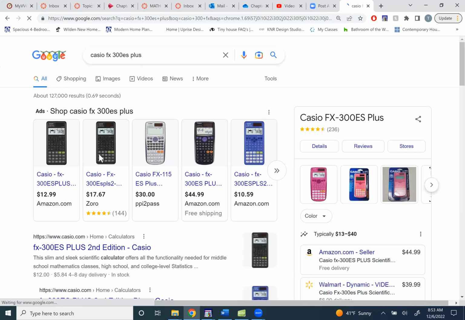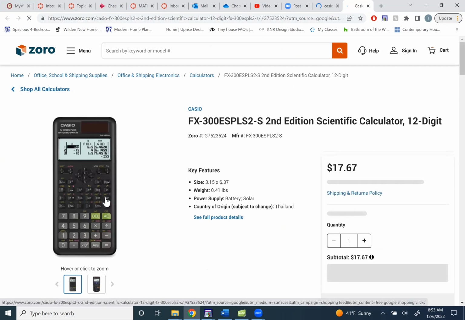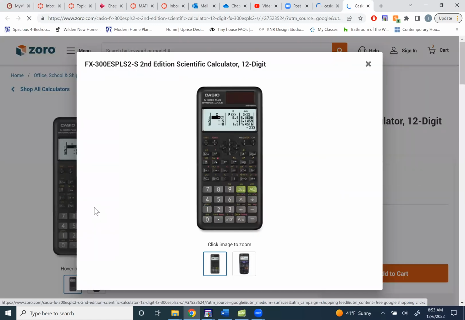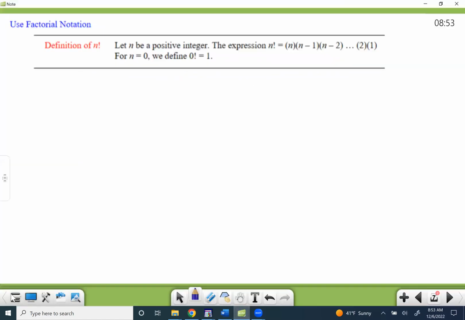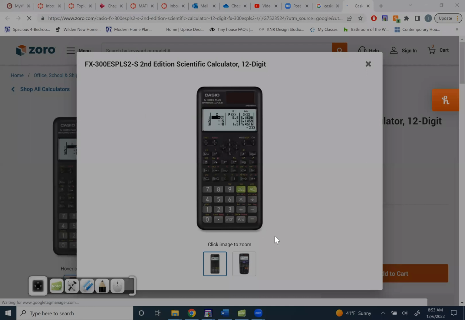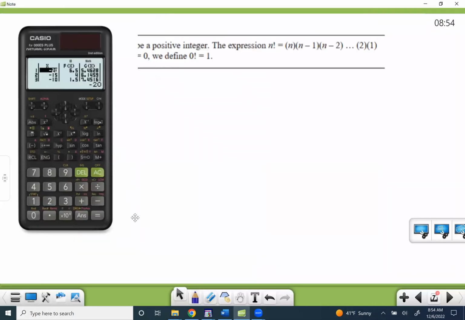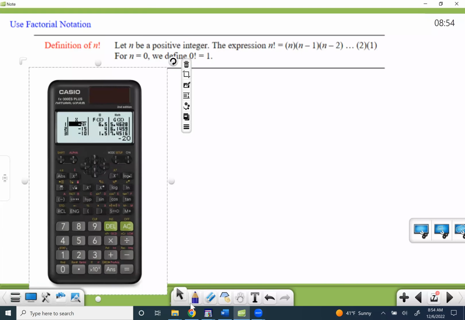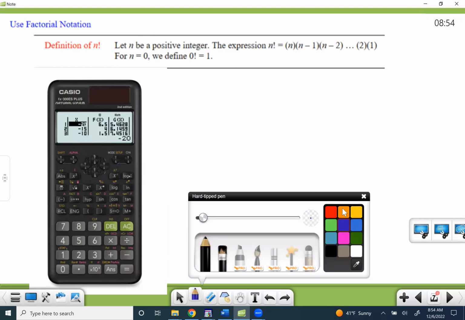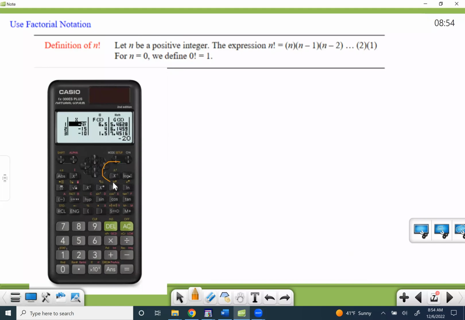Okay, let's get a big picture going of this guy. Let me zoom on this one. I figure this is the one most of you are using. If you are using the Casio, then you will find the factorial button right here. Let's use orange. It's in yellow, right above the x to the -1. There's a little exclamation point.